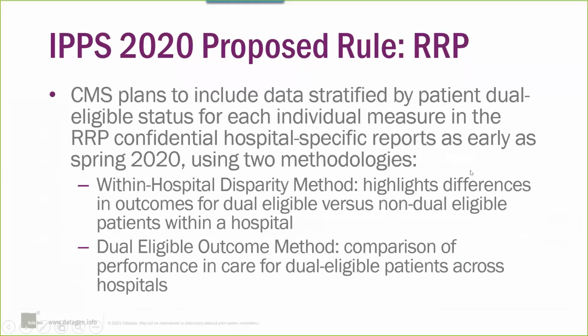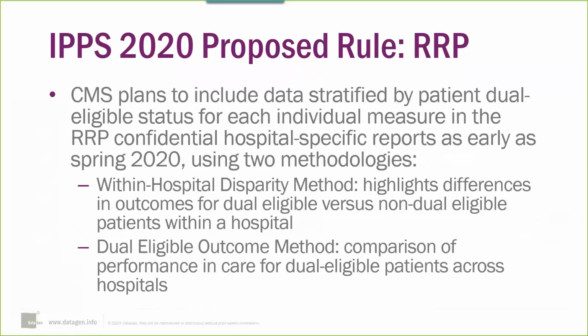And then as far as those confidential reports that CMS is going to be releasing as early as spring 2020 for hospitals, they're going to stratify data for hospitals by patient dual eligible status for each of the individual measures. Just want to point out here that these reports are not going to be used in the actual readmission reduction program adjustments. They're just for informational purposes and comparison for hospitals, but will not affect the hospital's score. They're using 2 different methodologies for reporting.